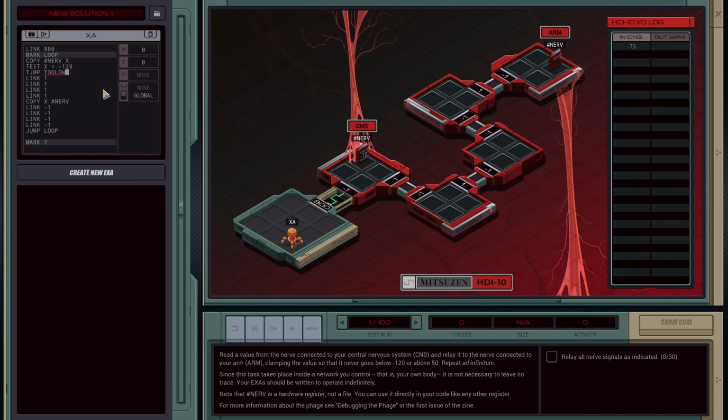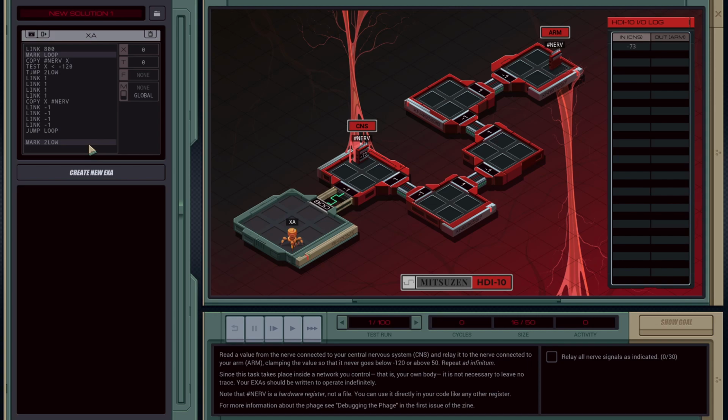A label defined by a mark pseudo instruction. I don't know. Wait, why is that? Oh, okay. I think it was just because there wasn't a matching thing. I think I can do that. Yeah, okay, cool.